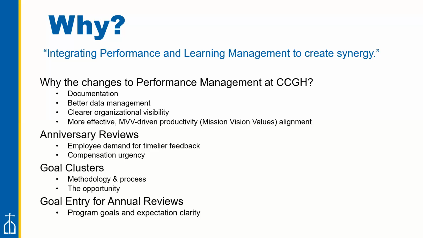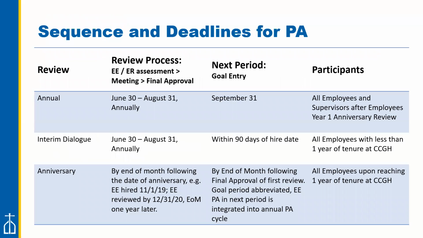Okay, so the timeline. Many of you know already that the annual performance appraisal period is from June to June. Your direct report should self-assess, and you as the manager should assess your employees' performance by the end of August every single year. And by the end of September, you should have entered the new goals for the next period. And this is relevant for all employees.